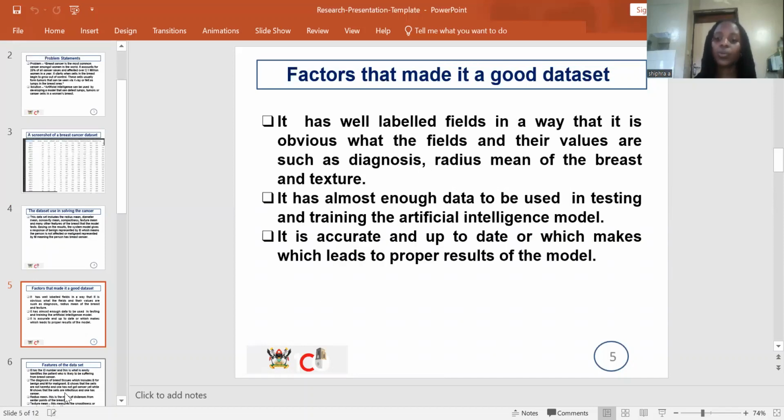The factors that I considered in order to get this dataset: I considered the fact that it has labeled fields, and they are well labeled in a way that it is obvious that the fields and their values have enough data about them, and you can easily understand what they mean and the results. It has almost enough data to be used in testing and training the artificial intelligence.